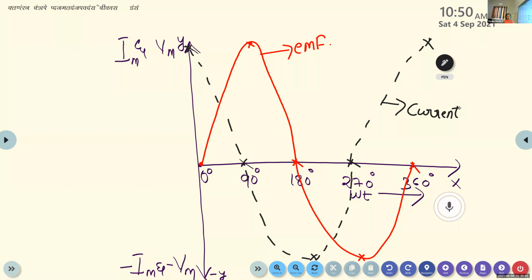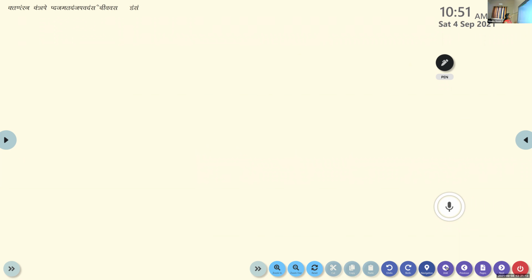V is equal to Vm sin omega t. Then following that, we draw the graphical representation. Then after this graphical representation, we are going to discuss the phasor diagram. Phasor diagram corresponding to AC voltage through capacitor.